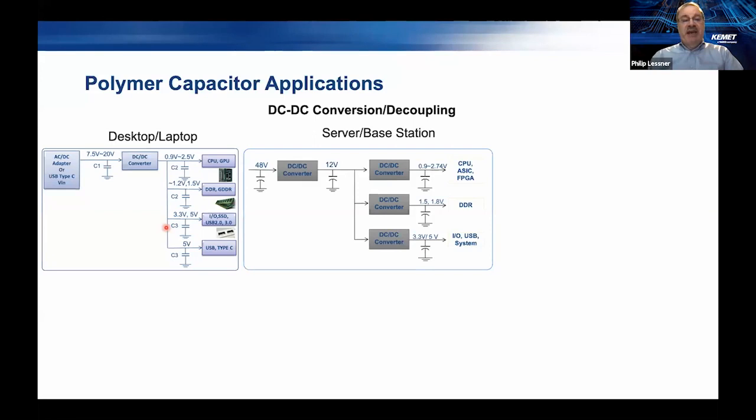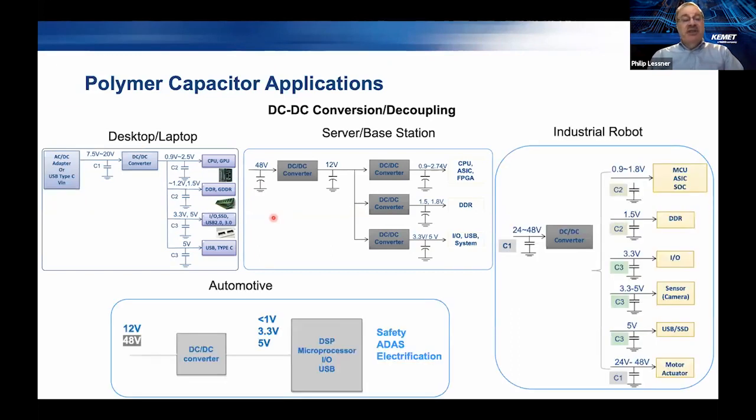Then these polymer capacitors, as the reliability improved and the product offerings expanded out, began to be used in server applications. So some of the output rails are similar. The input rails could be 12 volts, but also there's been a recent move to 48 volt for servers. So that's caused the need for higher voltage input capacitors. So generally for 48 volt input, you use a 63 volt or 75 volt capacitor because of some of the transients that are present on those rails.